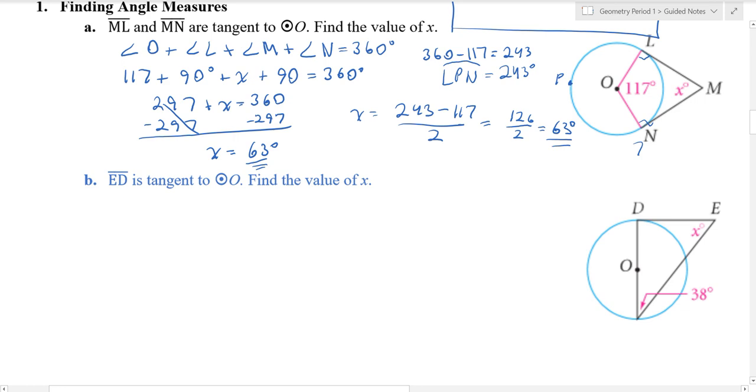ED is tangent to circle O. Find the value of x. X again is in here as an angle, so that means that it's in degrees, and my answer needs to be in degrees. So let's take a look. Figure it out? All right, let's take a look.